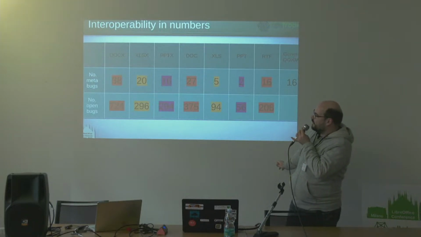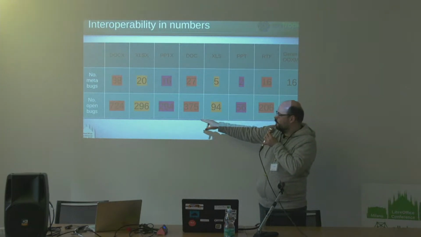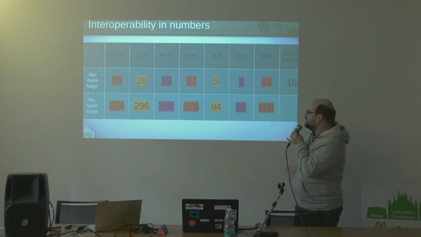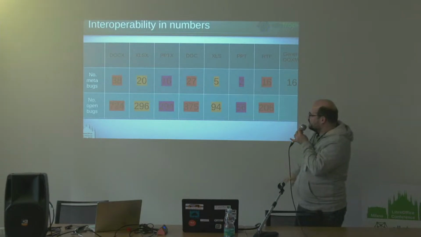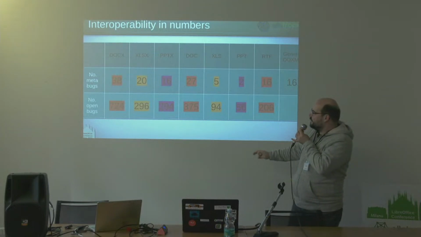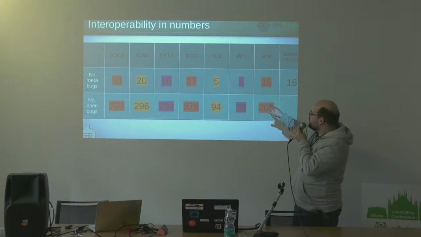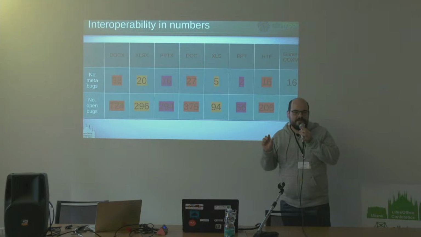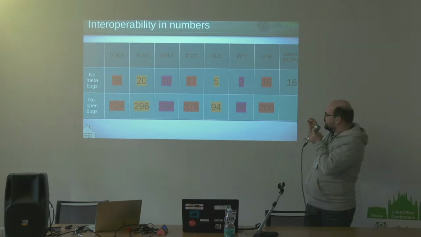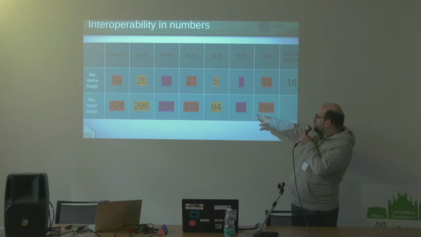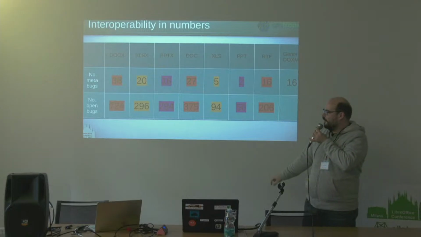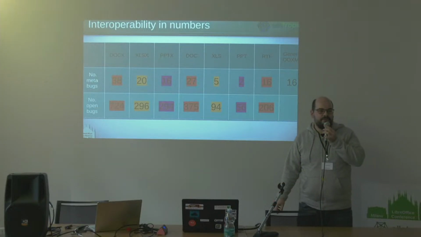What can you see of this? The color coding of the numbers shows the same applications. So text is red and so on. What can we see? Best supported format is PPT because there is a very small number of meta bugs and actually very small number of open bugs for that format. Very good, right? No, wrong.